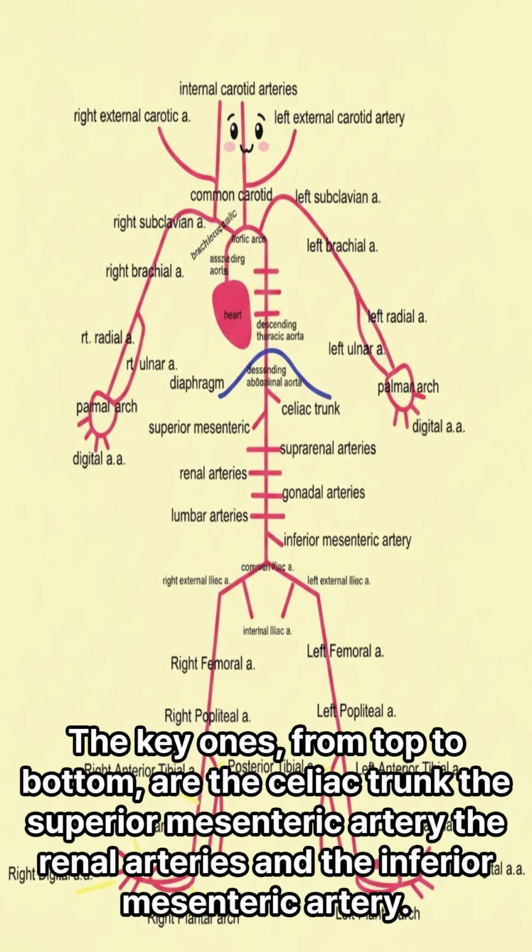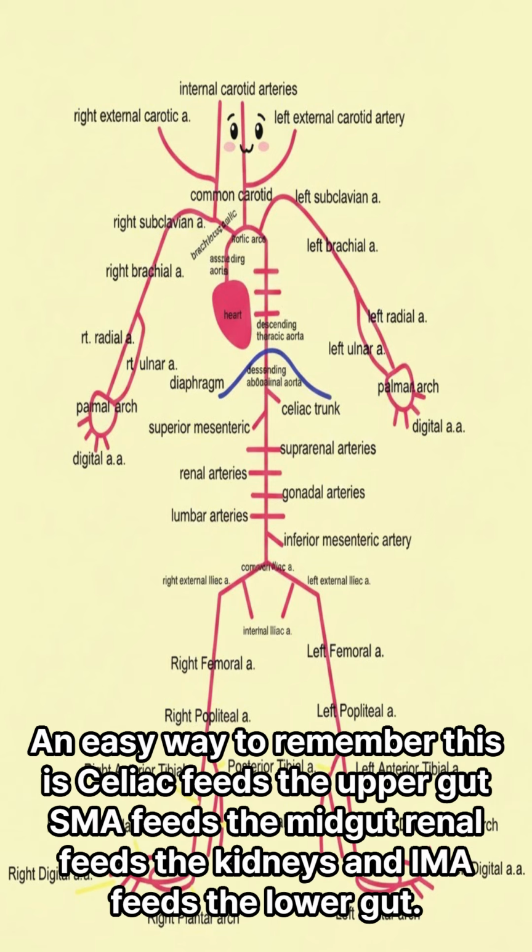The key ones, from top to bottom, are the celiac trunk, the superior mesenteric artery, the renal arteries, and the inferior mesenteric artery. An easy way to remember this is: celiac feeds the upper gut, SMA feeds the midgut, renal feeds the kidneys, and IMA feeds the lower gut.